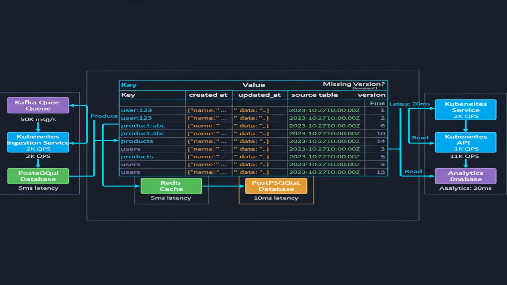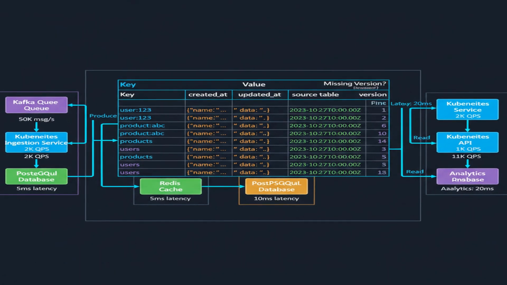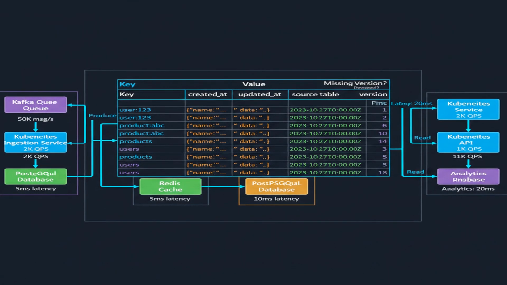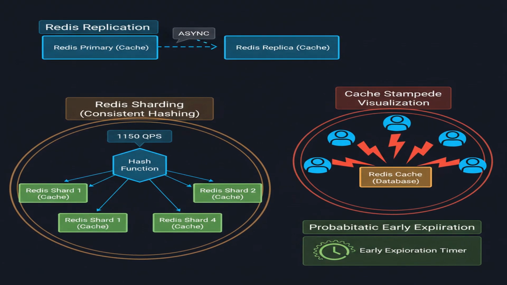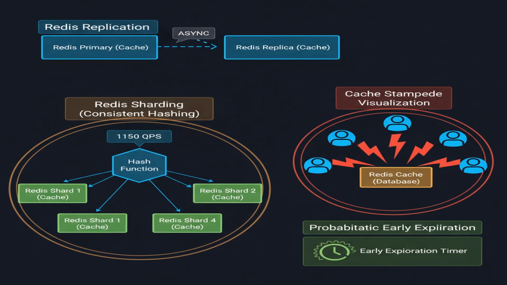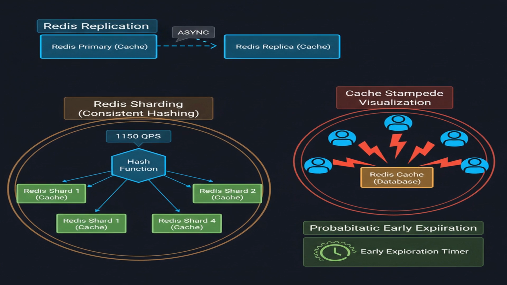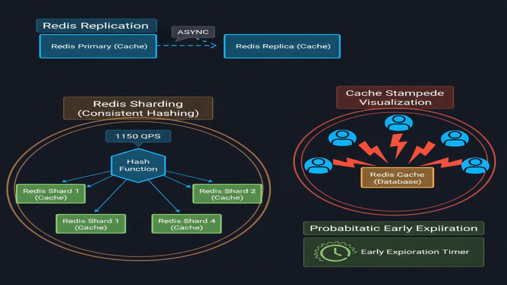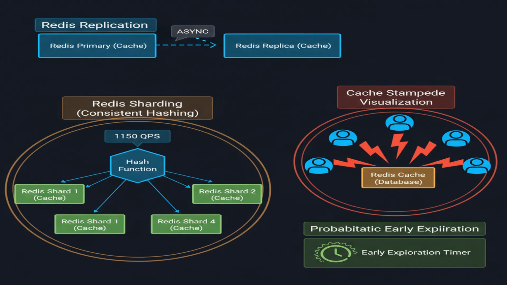Pause here. What's missing from the schema? Consider adding a version field to handle cache invalidation during database updates. To handle the estimated 1150 QPS, we'll need to scale our caching layer. We'll use Redis replication for high availability. If the primary Redis instance fails, a replica will take over. For even greater scale, we can shard our cache across multiple Redis instances using consistent hashing.